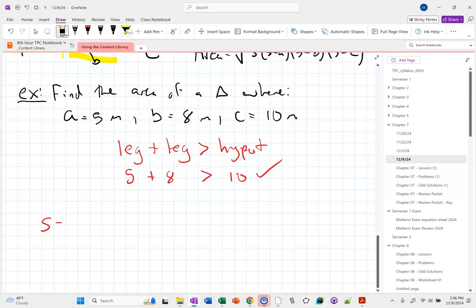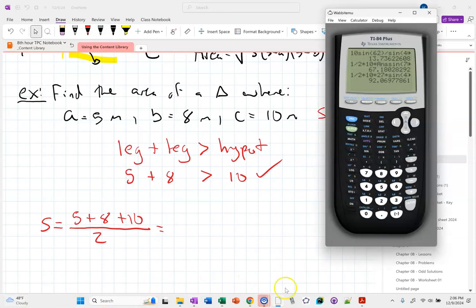Okay, so since it's a side, side, side situation where the triangle is possible, I'm going to use that most recent area formula. Now I want everyone to watch me while I do this the wrong way. So I'm going to do 5 plus 8 plus 10 divided by 2 into my calculator. When I do that, I got 18. That doesn't seem right because 18 is bigger than any of those three sides. What did I do wrong here?